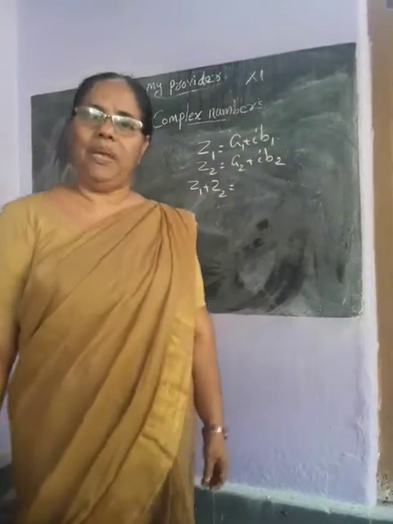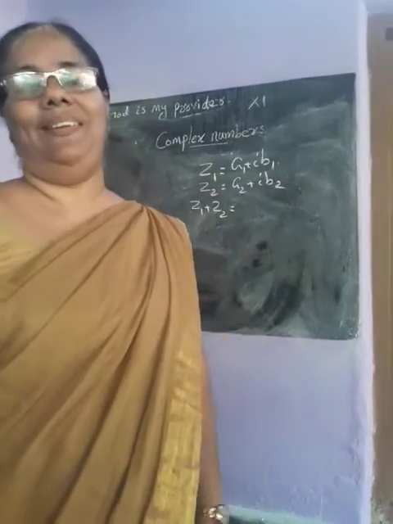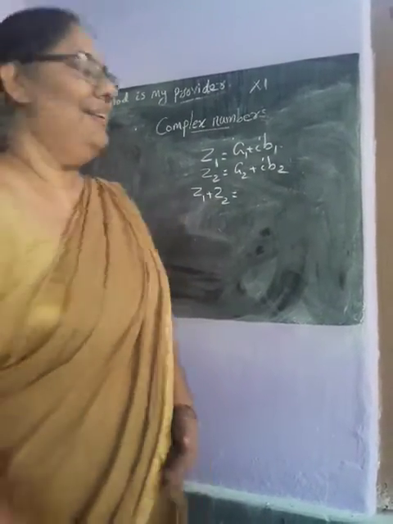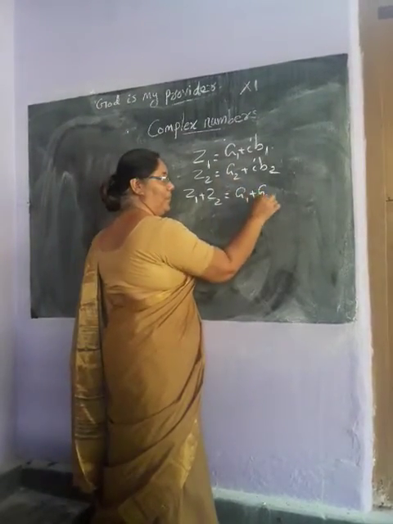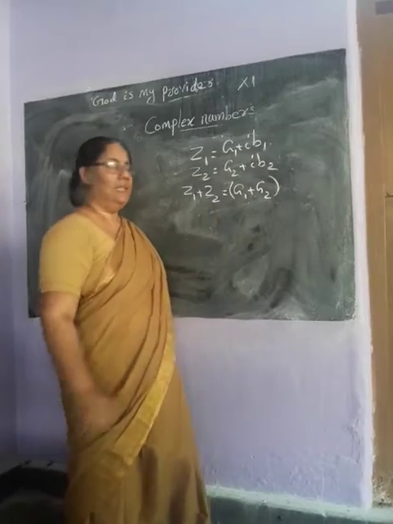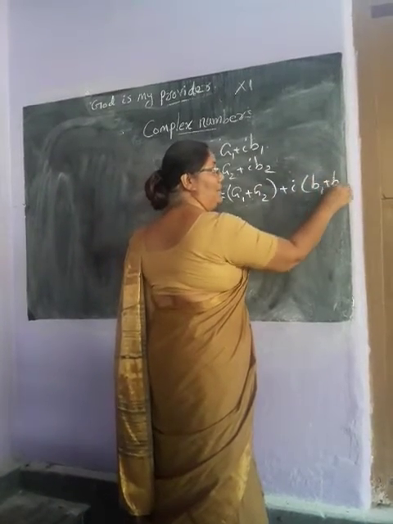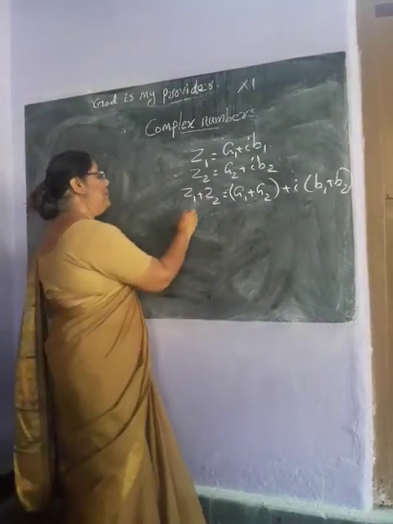Z1 plus Z2 means add the real part separately and add the imaginary part separately. Listen, that is (A1 plus A2) within bracket plus i into (B1 plus B2). That is addition. Write one example.